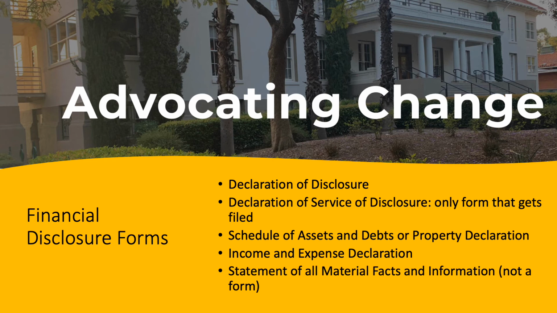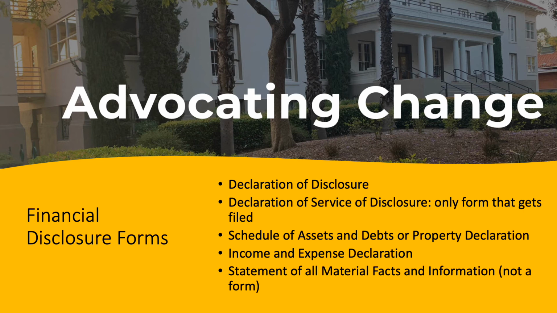Separate property is property that was acquired before the date of marriage and after the date of separation. Community property is all property that was acquired during the marriage and that both parties have equal ownership in. Gifts and inheritance are an exception and are not considered community property, even if they were acquired during the marriage.